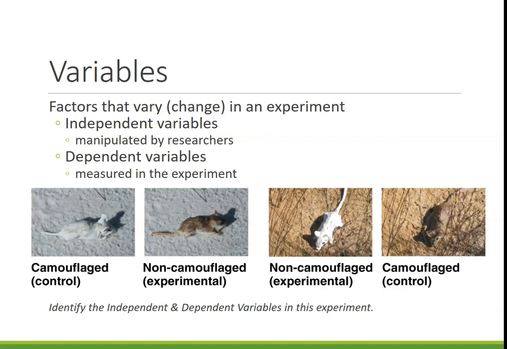And the dependent variable is what we think will vary based upon the independent variable. So we think that the dependent variable is going to change when we look at the control and the experimental groups, our different levels of camouflagedness, if they are camouflaged or not. We think that that is going to influence the dependent variable, the data we are collecting.